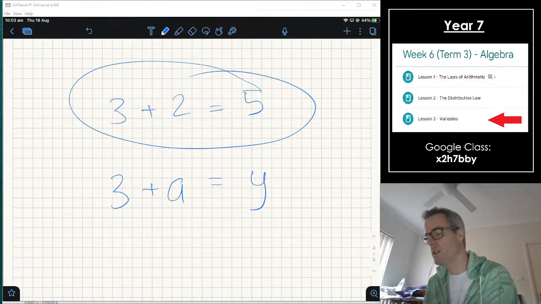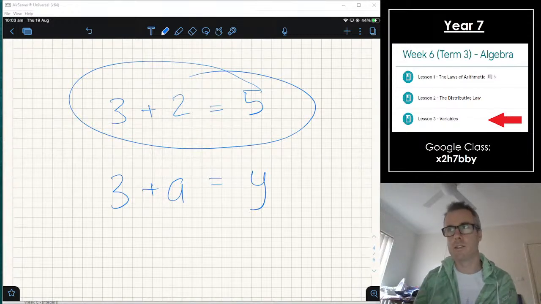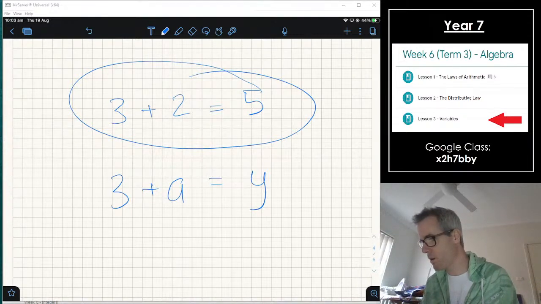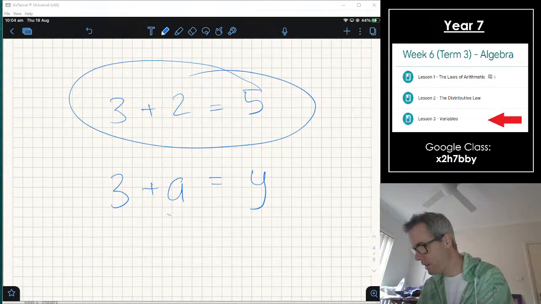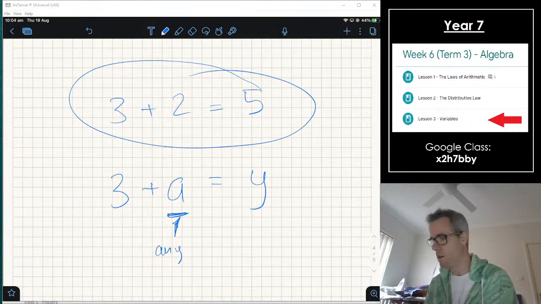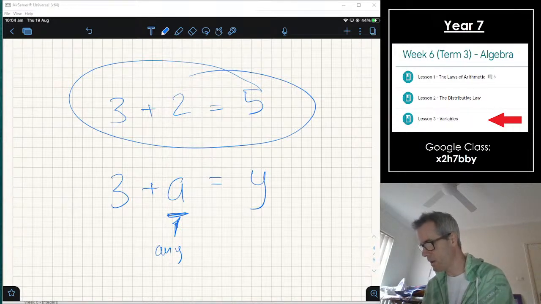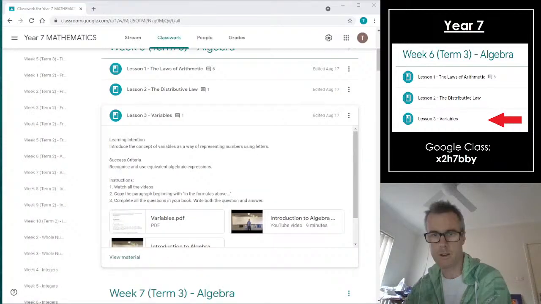So algebra is not so much about thinking, I need to get an answer, right? Algebra is very much about going, okay, well, if I add any number to 3, I'm going to get another number. Like so.